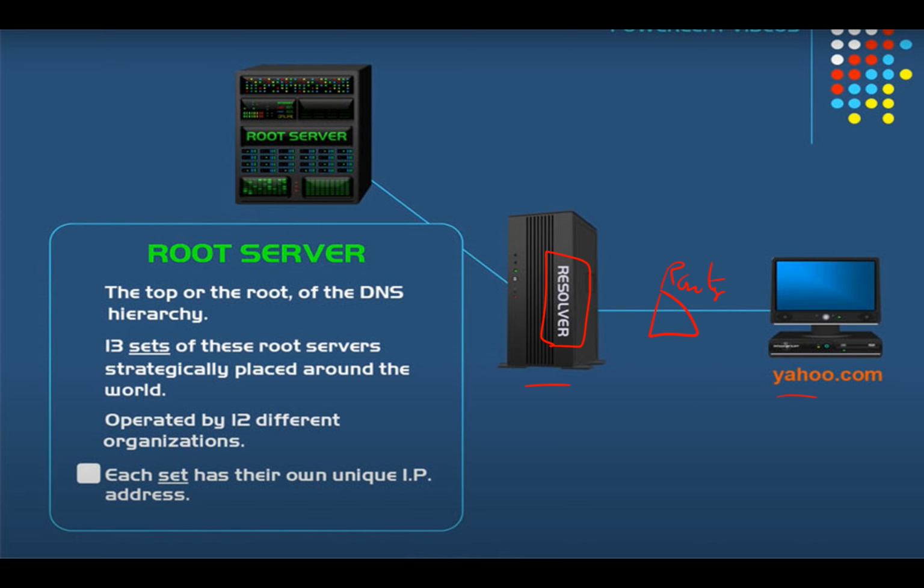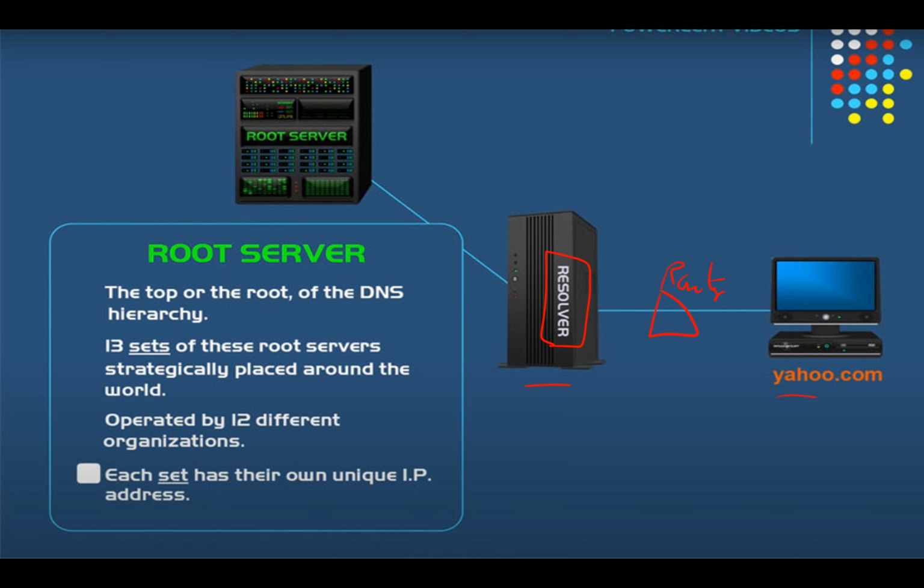Right, so if that doesn't know it, then it's going to go to the root server. So this is the top, or the root of the DNS hierarchy, as 13 of these are placed strategically around the world. I mean, the reason there's 13 is basically a backup, right? If we only have one kind of worldwide DNS server, well, there's going to be massive amounts of traffic going to that, right? So it's going to get quite slow.